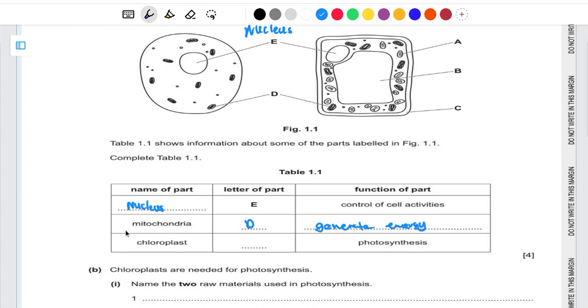Then we have the chloroplast. The chloroplast is represented by A. Then in terms of the function, it is used in the process of photosynthesis.